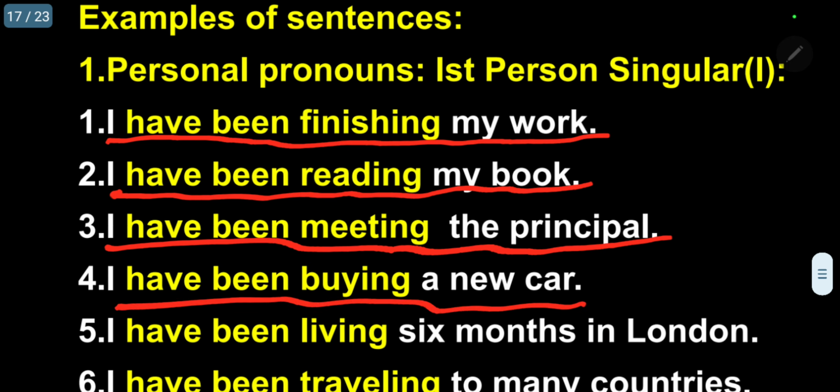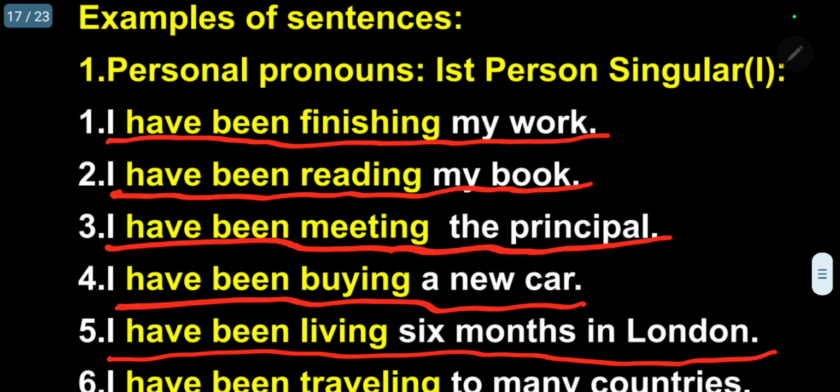I have been buying a new car. நான் ஒரு புதிய காரை வாங்கி கொண்டிருக்கிறேன். I have been living six months in London.